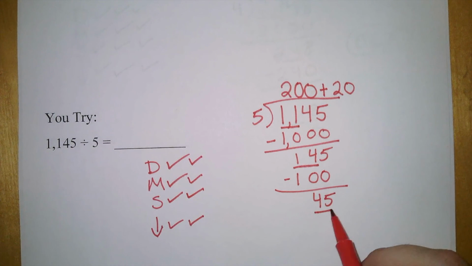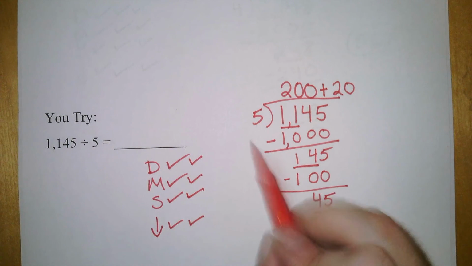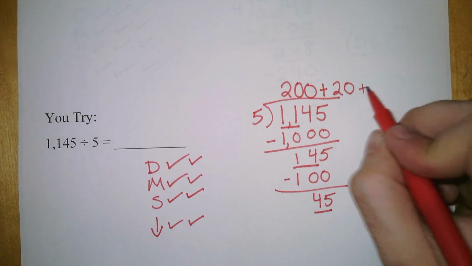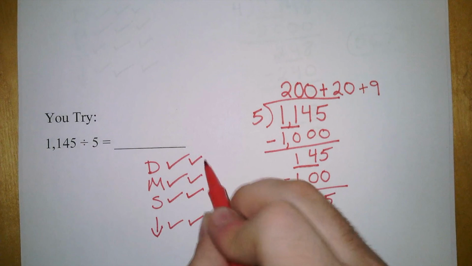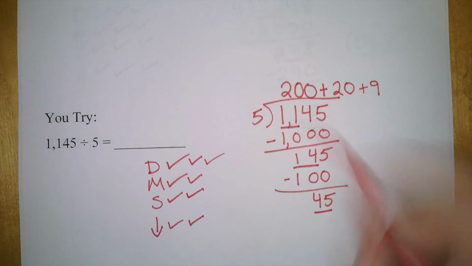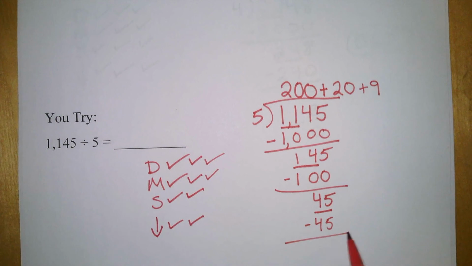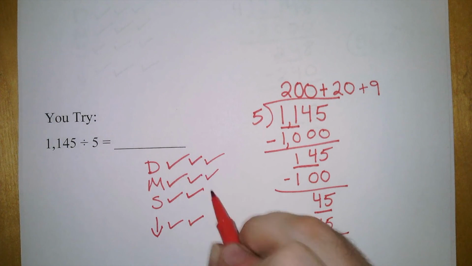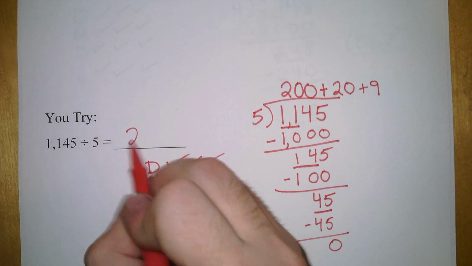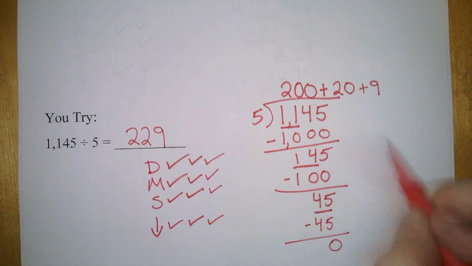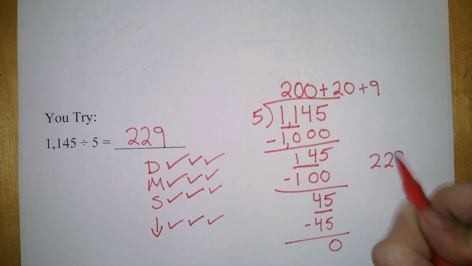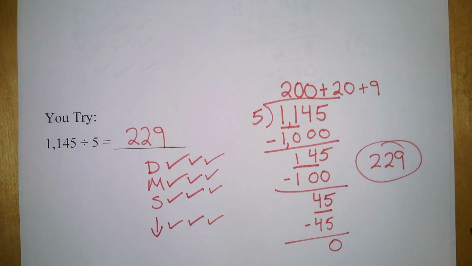Now we're looking at this as 45 ones. 45 ones divided by 5 is equal to 9. Divide. 9 times 5 is 45. Subtract. We're left with 0. There is no remainder. The final answer is 229. And there you go. That's how you do the abstract model for division.